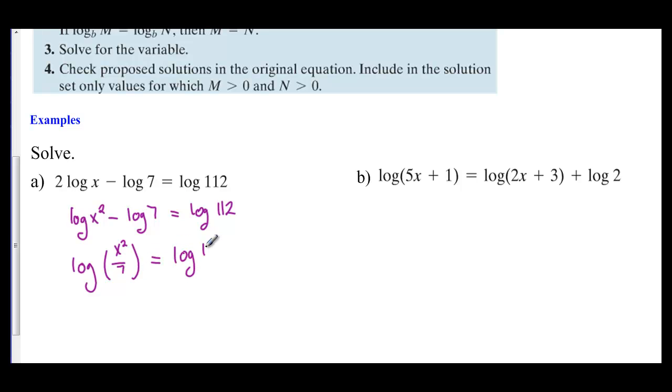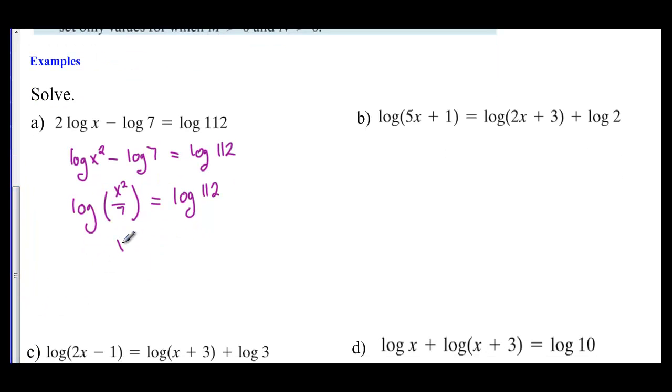equals log of 112. Well, now that we have log on both sides and it's the same base, because remember this is log base 10, so we have log base 10 on each side, then we can actually drop those log base 10s. We're going to be left with just this x squared over 7 equals 112. And when we solve for x, we're going to multiply by 7 on both sides.